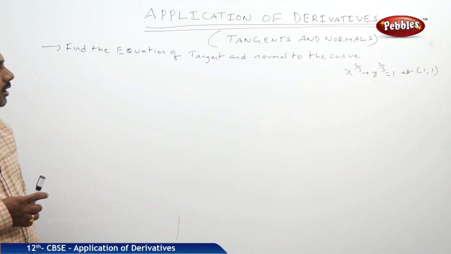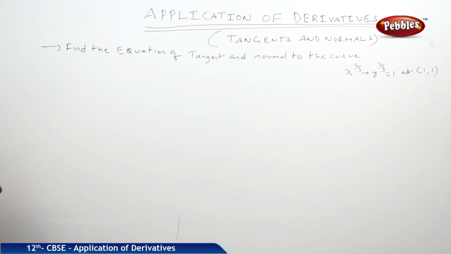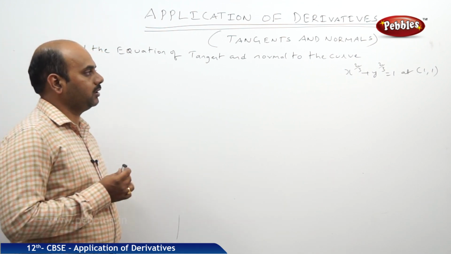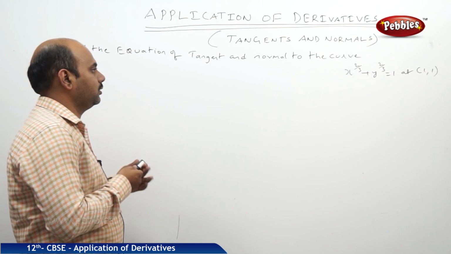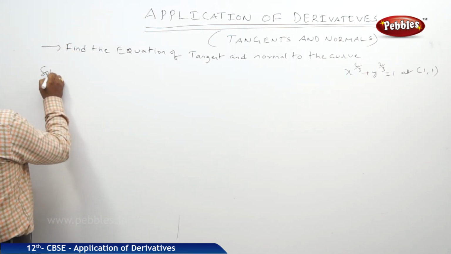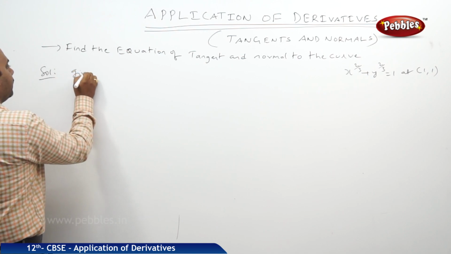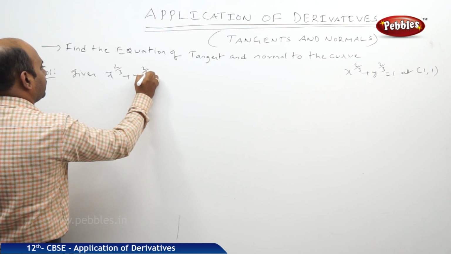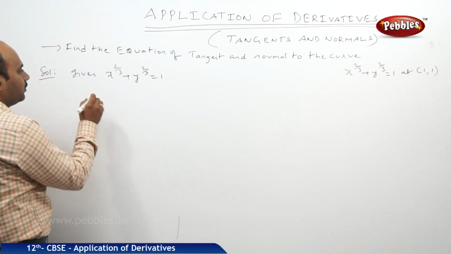Right, now we shall be seeing another good problem. We need to find the equation of tangent and normal to the curve x power 2 by 3 plus y power 2 by 3 equal to 1 at (1, 1). So here, given x power 2 by 3 plus y power 2 by 3 equal to 1.